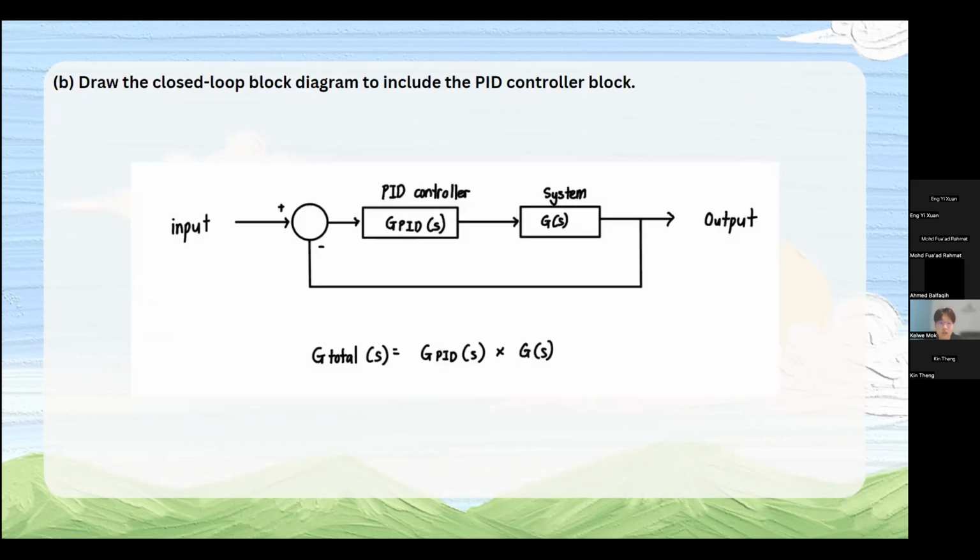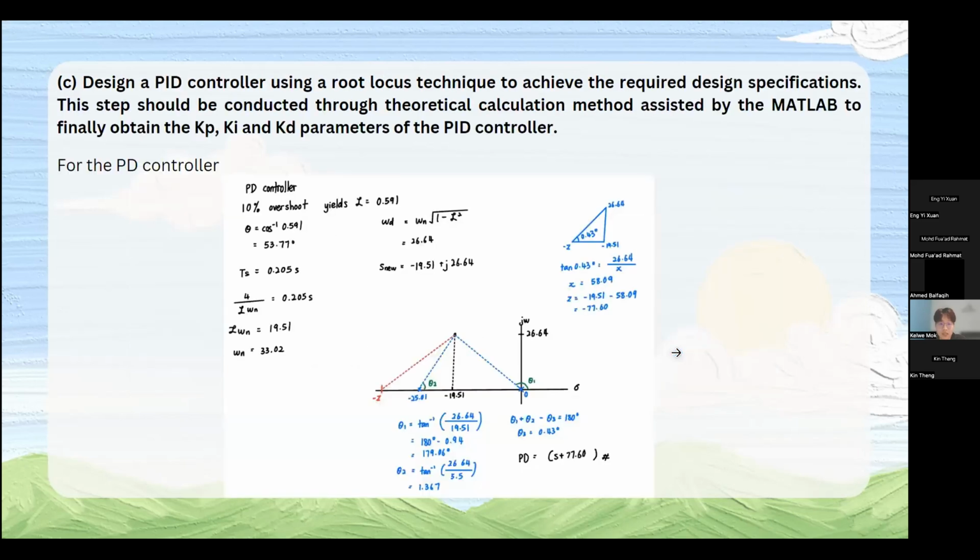And next, this is the closed loop block diagram that includes the PID controller block. Next, in designing the PD controller, we need to find the damping ratio at 10% overshoot. By applying the formula, we can get the dominant pole at s equal to negative 19.5 plus j 26.64.